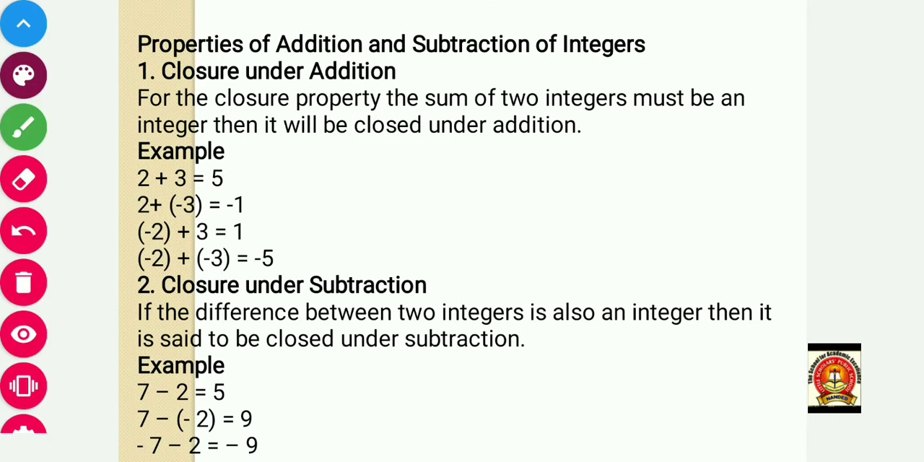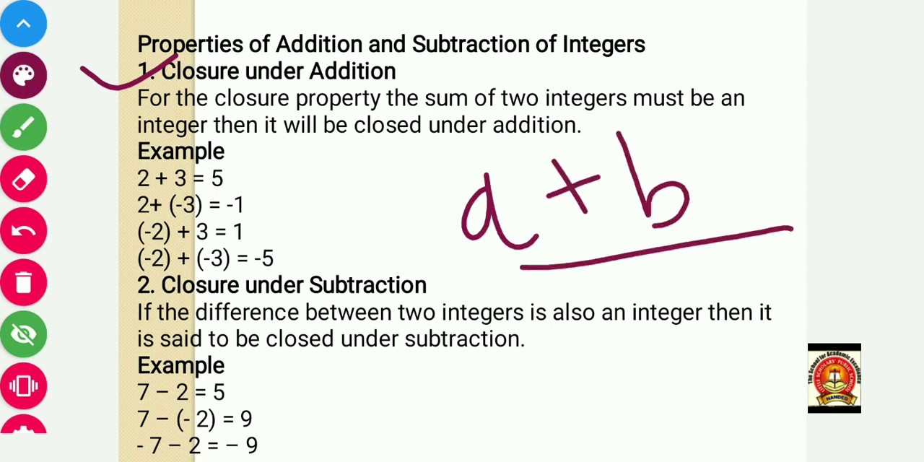Now we will revise the properties of integers for addition and subtraction. First we will see closure property. For the closure property, the sum of two integers must be an integer. Then only it is going to be closed under the addition. For example, when you are going to add any two integers, like suppose a and b, the sum is going to be again an integer itself.